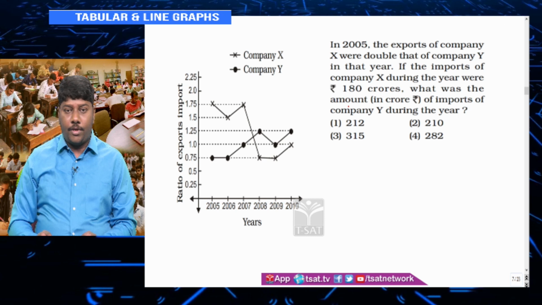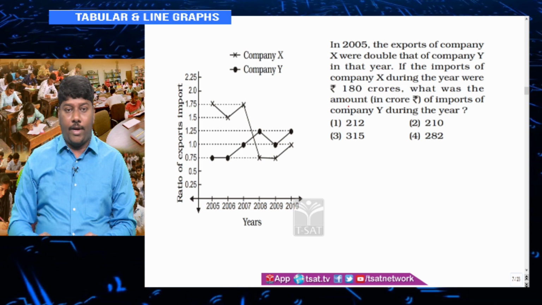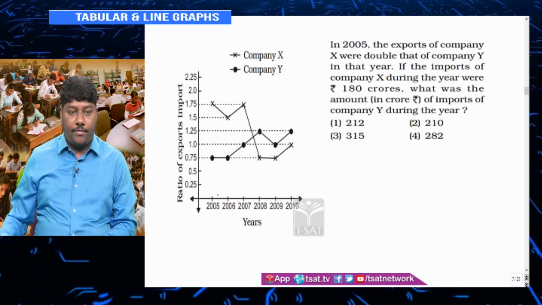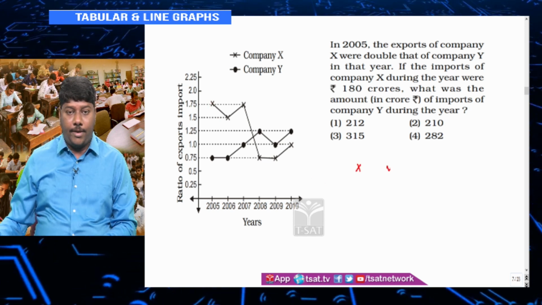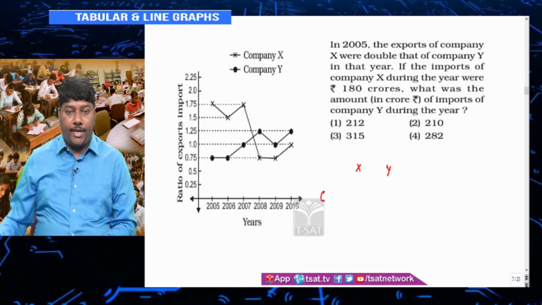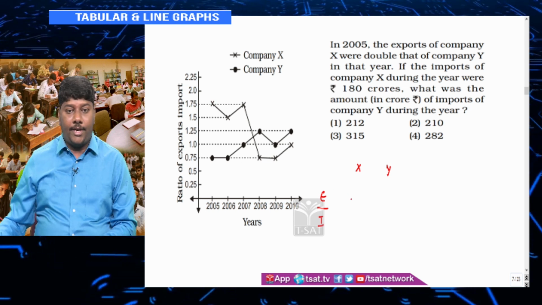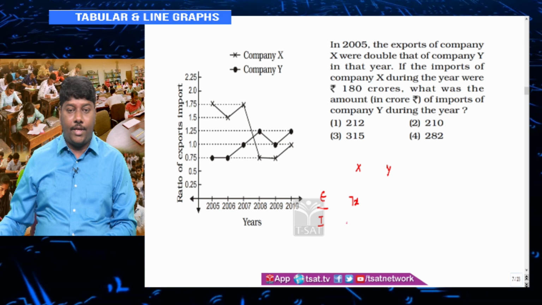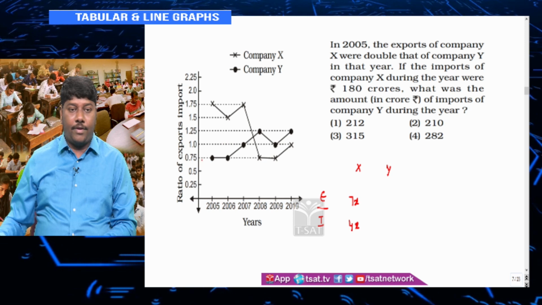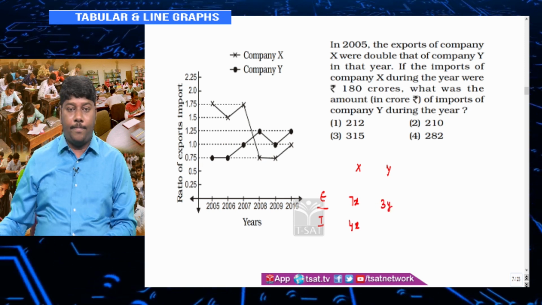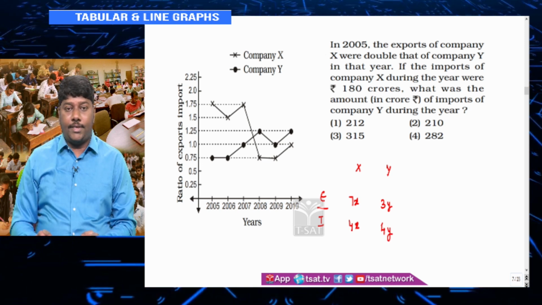Okay, the next question. In 2005, the exports of company X were double that of company Y in that year. In 2005, look at X and Y. I would write exports by imports. For X it is 1.75, I would take it as 7/4, so 7x and 4x exports and imports. Y is 0.75, which is 3/4, I would take it as 3y and 4y, exports and imports in 2005 for X and Y companies.